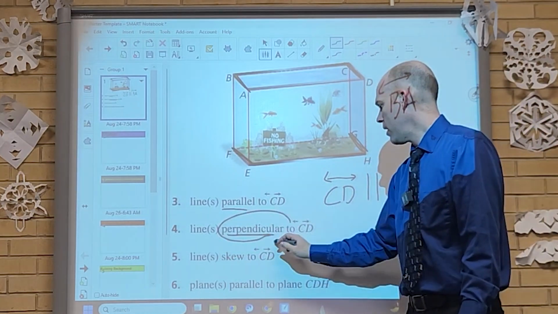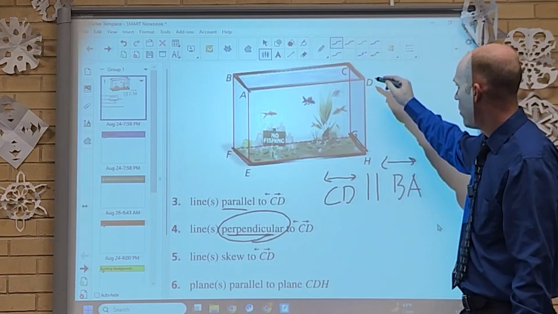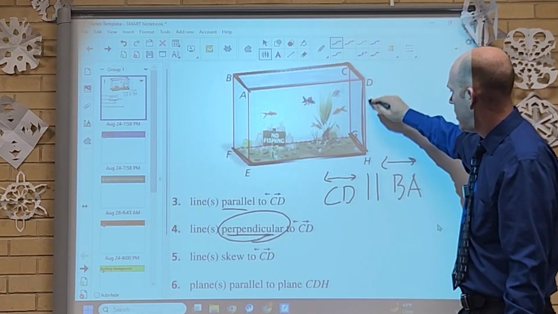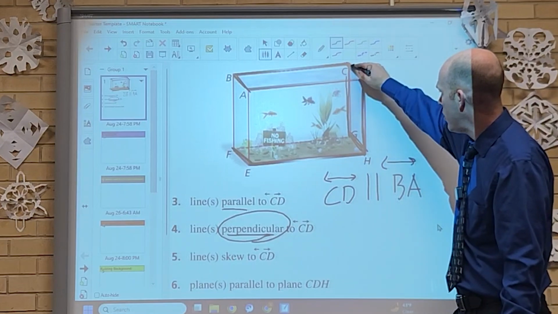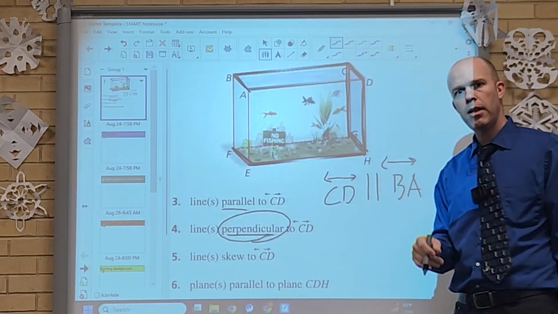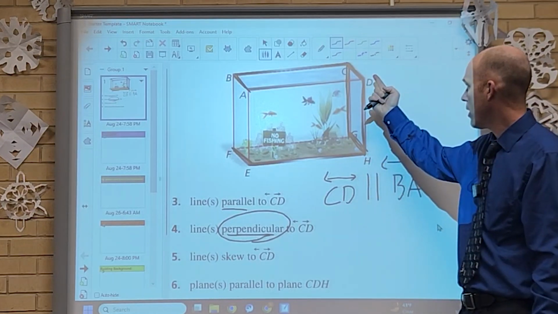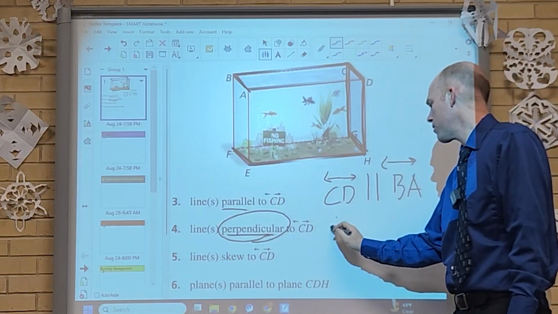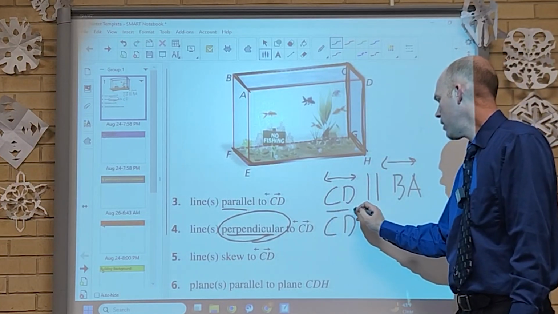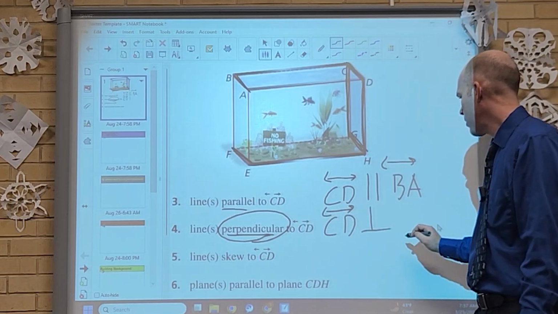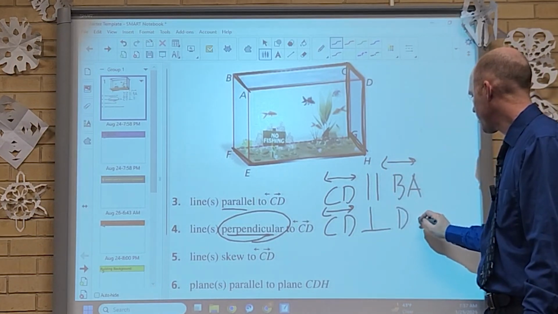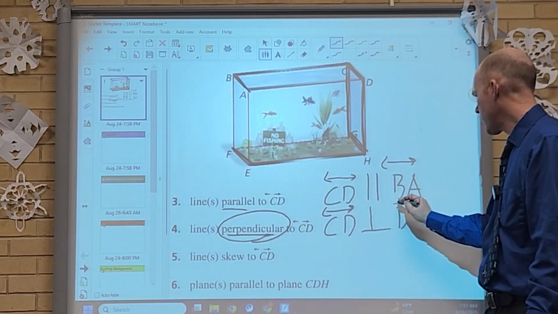Perpendicular means that they intersect at 90 degrees, and so CD again. Right here, these lines, DH and CG over there, would be perpendicular lines. Both of those are vertical and connect to that line at the top, so that would be perpendicular. So the notation for that would say CD, and perpendicular right there would be the symbol, and we could write DH as one of our choices for that.